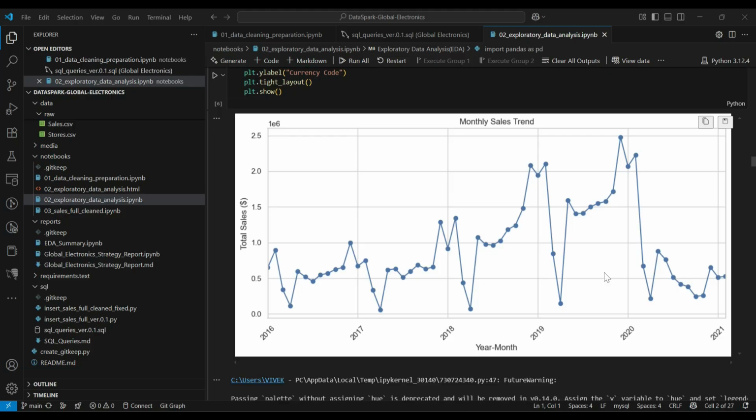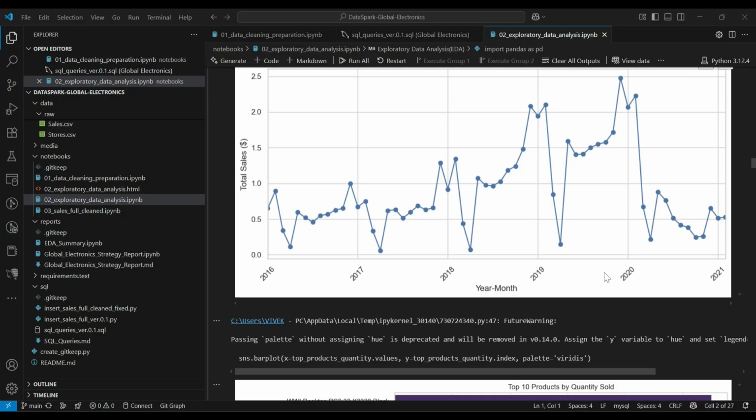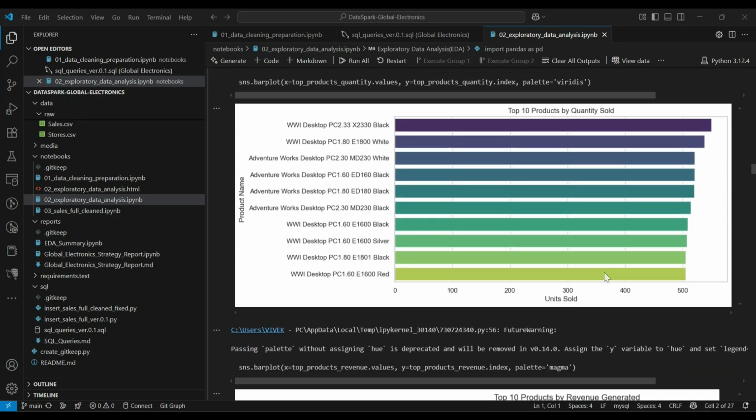Monthly sales trend 2016 to 2020. Insight: sales show clear seasonality with spikes during the year end, likely holiday seasons, and occasional media peaks. Observation: the highest sales peak occurred at the end of 2019, exceeding $2.4 million. However, there was a sharp drop in early 2020, likely due to COVID-19 disruptions. Actionable insights: focus marketing and inventory strategies around peak seasons. Develop contingency plans for external shocks.